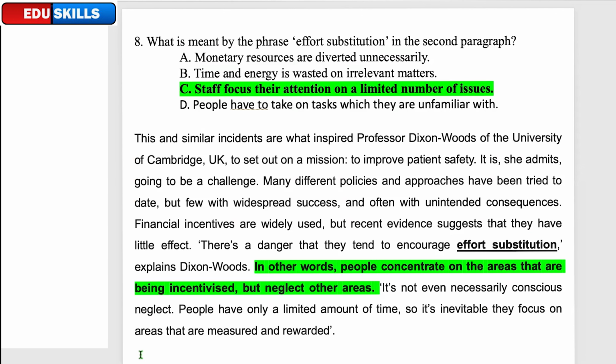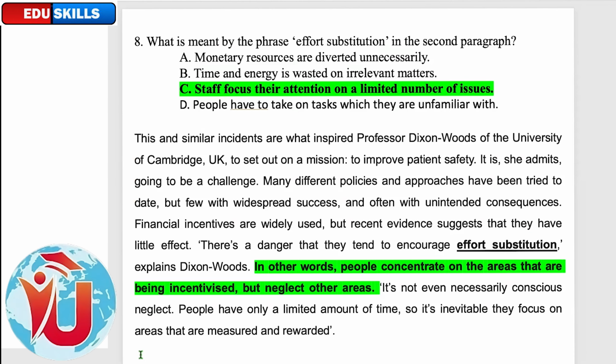What is meant by the phrase effort substitution in the second paragraph? Option A, monetary resources are diverted unnecessarily. Option B, time and energy is wasted on irrelevant matters. Option C, staff focus their attention on a limited number of issues. Option D.